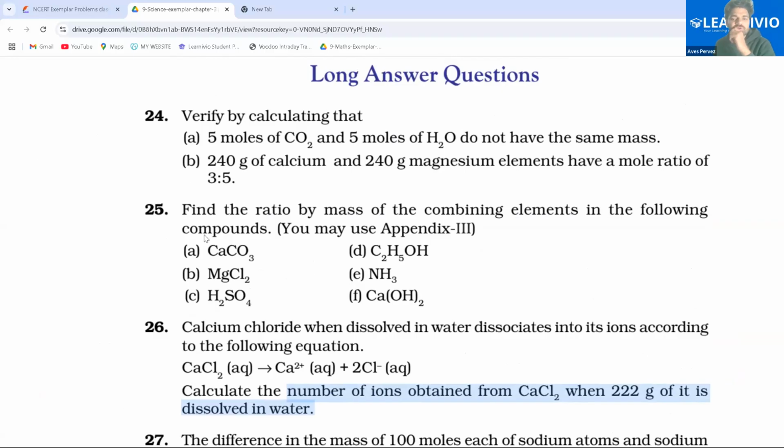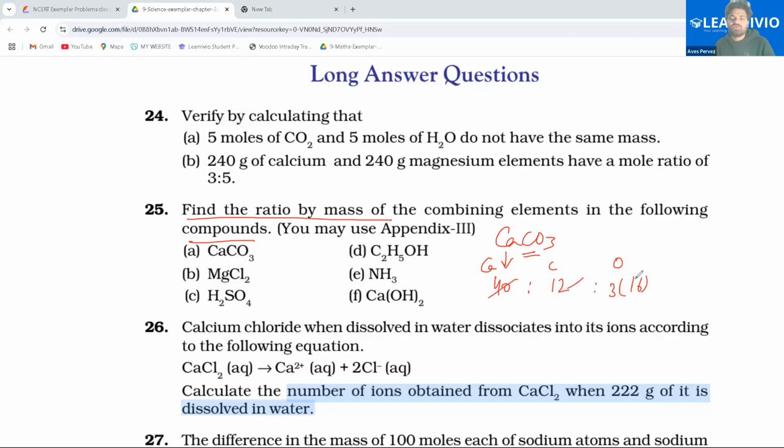Find the mole ratio, the combining mass ratio. Find the ratio by mass of the combining elements in the compounds. For example, if I take calcium carbonate, CaCO3, calcium, carbon and oxygen are combining here. The mass of one calcium atom is 40, one carbon atom is used here with mass 12, and oxygen atoms have mass 16, and there are three such atoms.